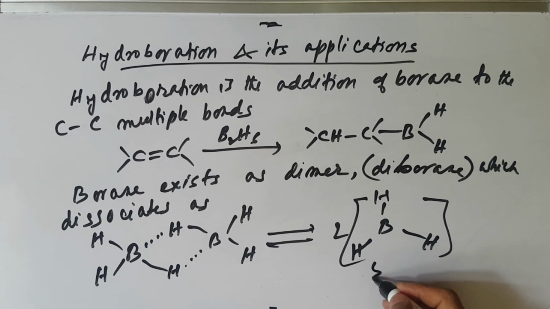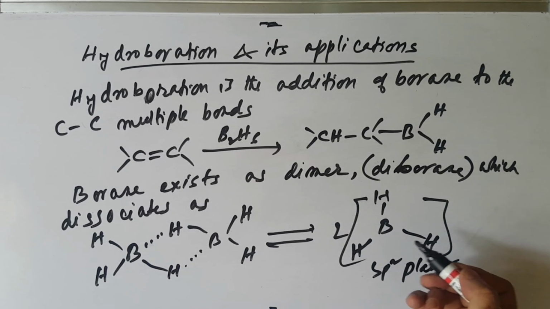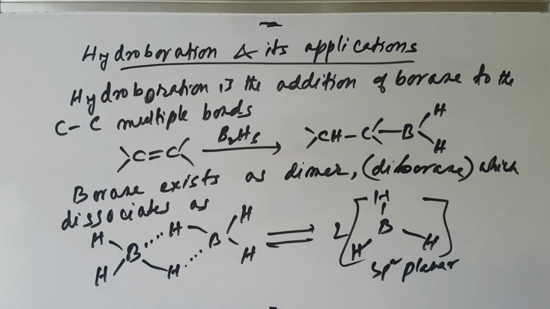This structure is sp2 planar form, sp2 planar, and this is trigonal, sp2 hybridized. So this is the B2H6 diborane. Can we have BH3 borane? Okay, this is like this. So actual addition takes place by borane. I'm repeating again, hydroboration is the addition of boron to the carbon-carbon multiple bonds.